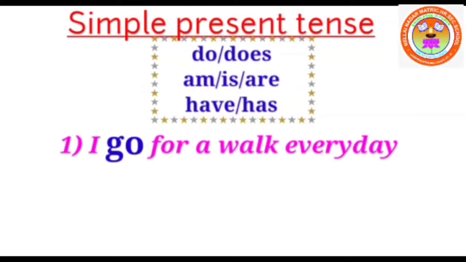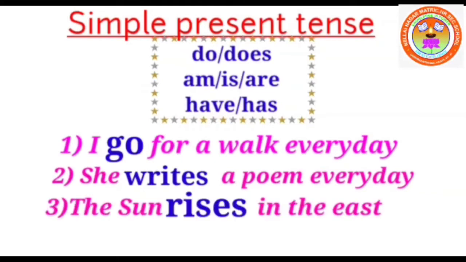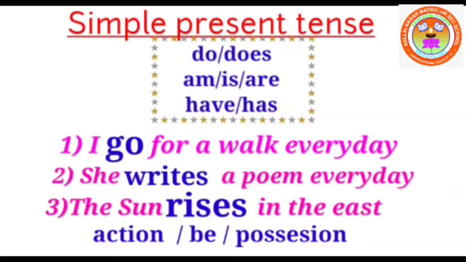Simple present tense. Then the second example is, she writes a poem every day. Have a look at the verb writes. In writes, we have used only the do form, and every day denotes the habits. Then the third one, the sun rises in the east. Rises is in the form of do, particularly it is in the form of does. So when we use only one form of the verb, we will get simple tenses. Here we have used the present verb form, so these three are simple present tense.